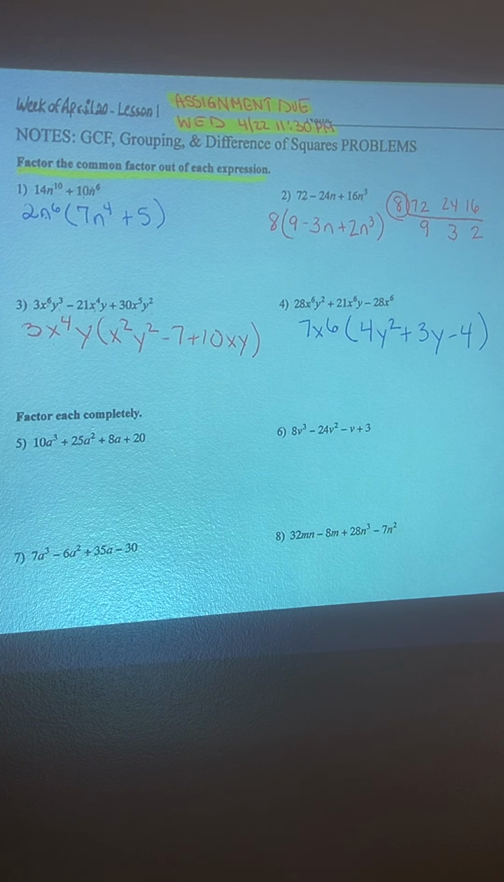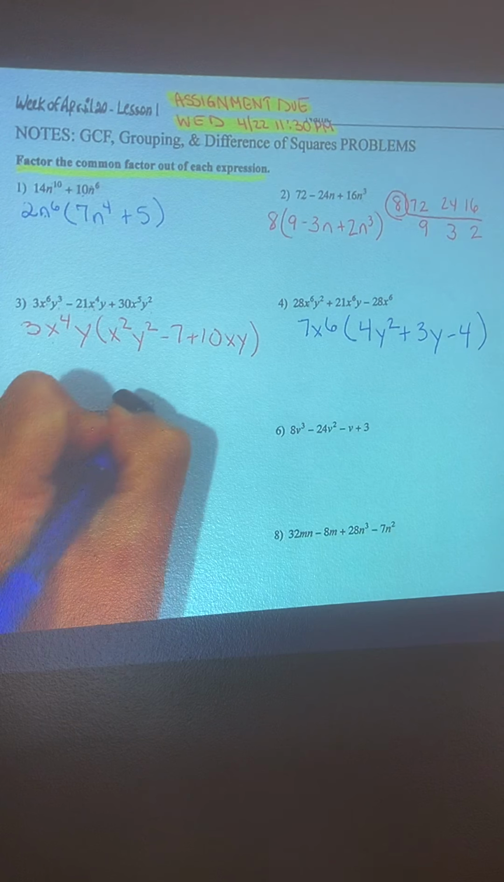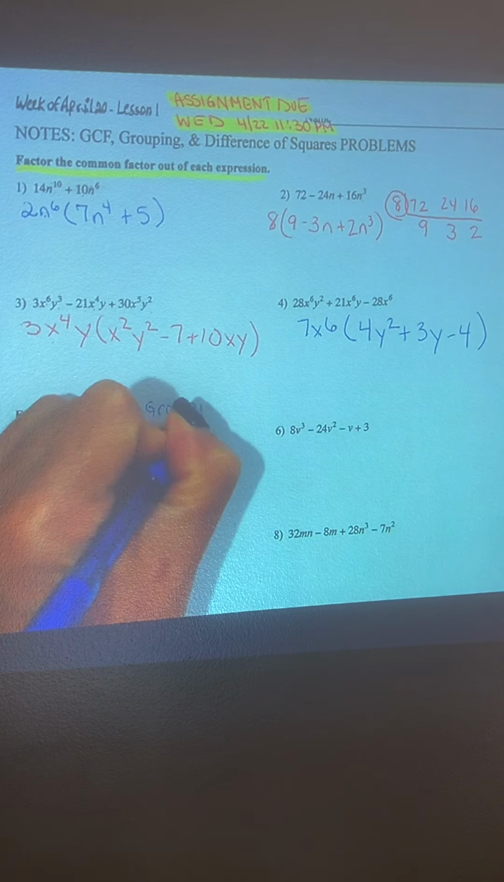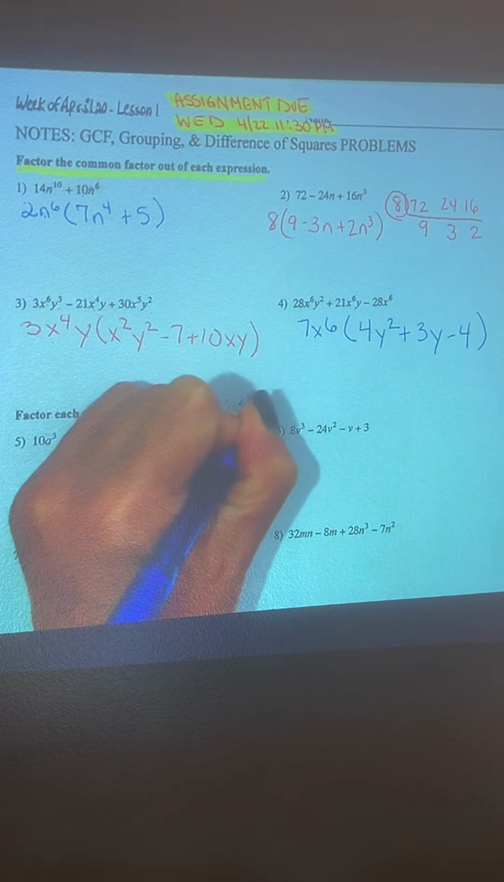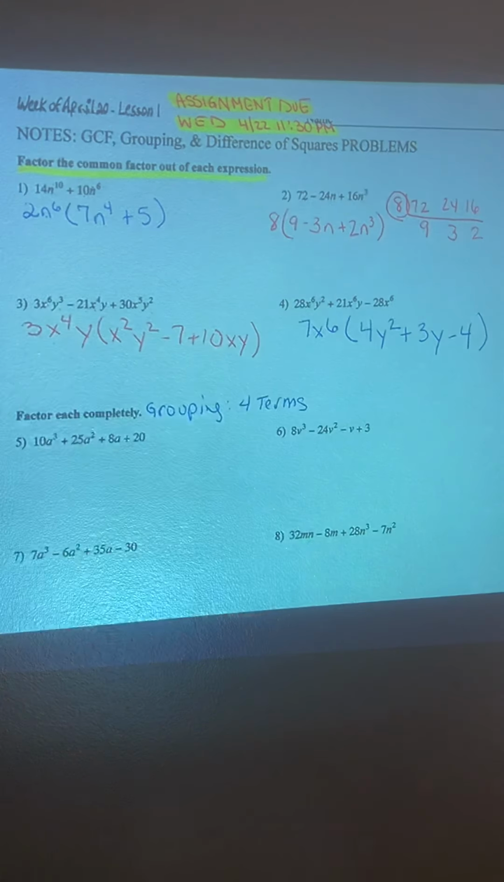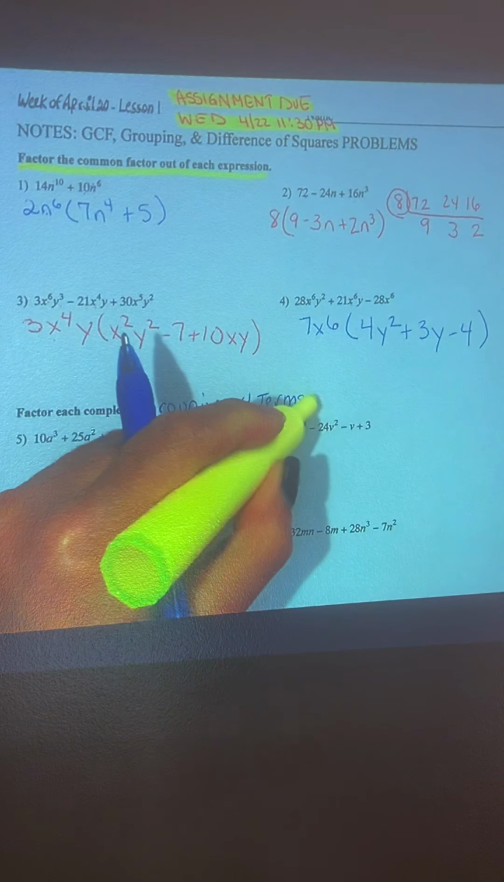Okay, the next type we're going to do is factor by grouping. When you do factor by grouping, we need 4 terms. That's the key to factor by grouping, 4 terms.